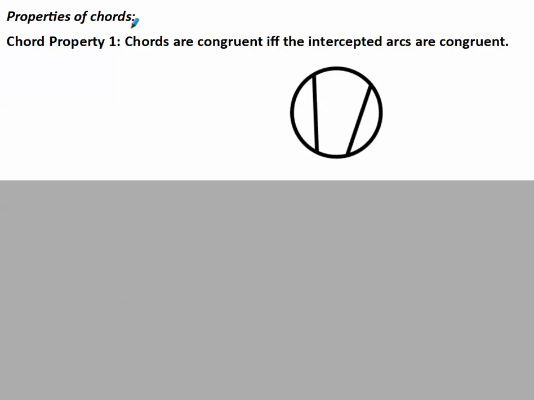Now we examine properties of chords. Chord property 1. Chords are congruent if and only if the intercepted arcs are congruent. What that looks like is if this chord from here to here is the same length as this chord from here to here, then it has to be cutting off the same amount of circle. So this arc has to be congruent to this arc because this length is the same or congruent.